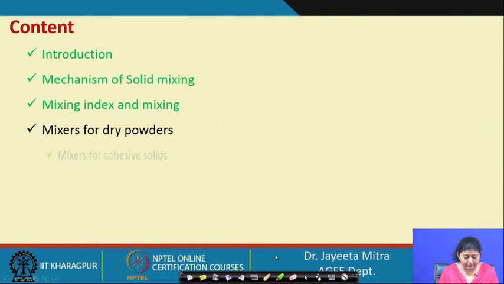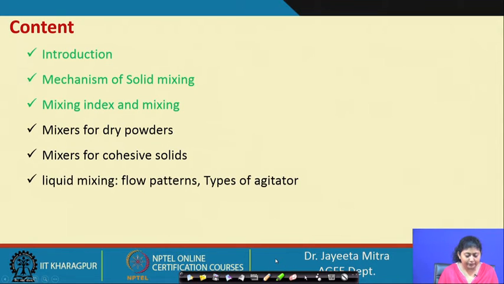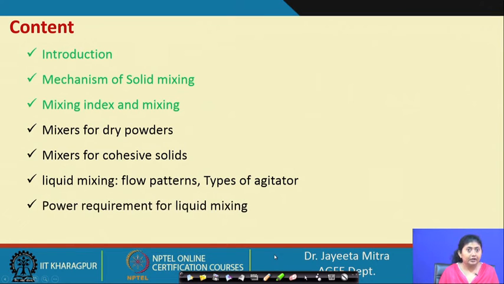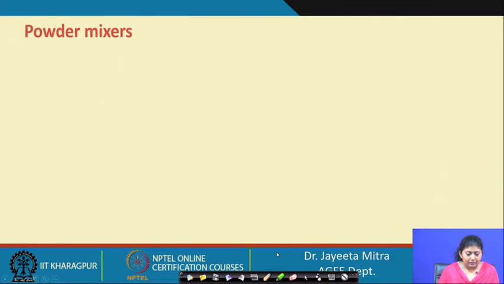Now, today we will start with the mixers for dry powders, and then we will move on to the other topics, that is, mixers for cohesive solids, liquid mixing and power requirement for liquid mixing. So, first we will see the powder mixers.